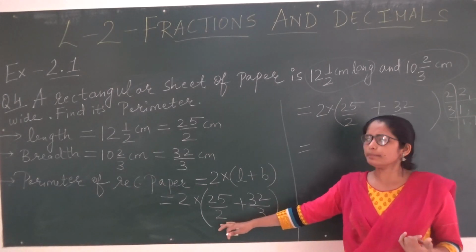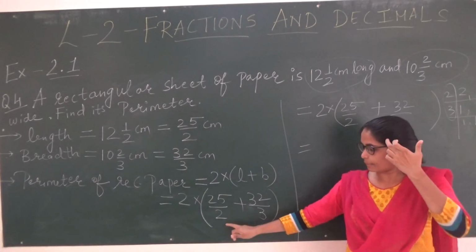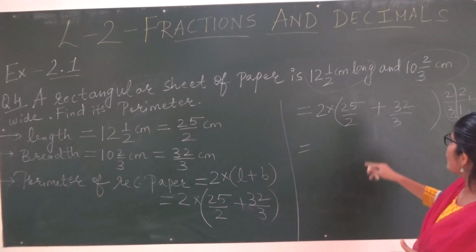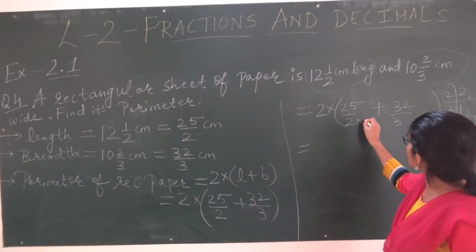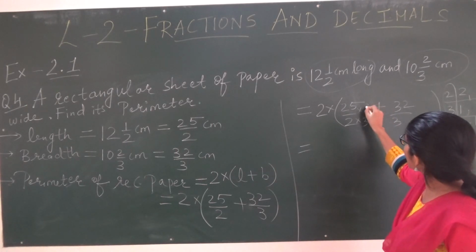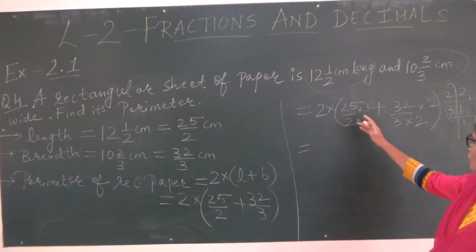Or you can keep in mind prime numbers. Denominators should be prime, they should not come in any table. Then directly you can multiply. So LCM is 6. 2 how many times is 6? 3 times. So this first fraction we need to multiply by 3. 3 how many times is 6? 2 times. So this we will multiply by 2. We are doing it here only in the bracket.